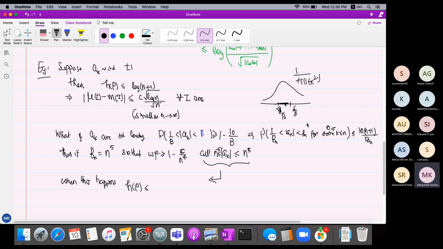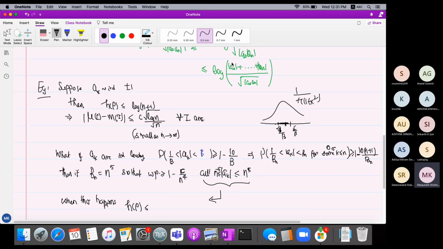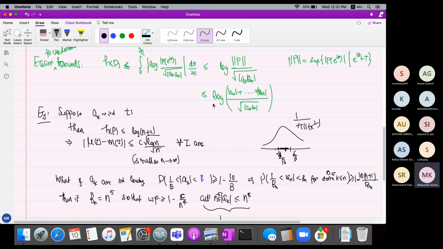Therefore, this is at least 1 minus 10 times that, which is greater than or equal to 1 minus this one, where you get a union bound for the bad events, which gives you this extra n plus 1. So if I take n to the 5, then I get 1 minus constant over n to the 4, the probability with which all these are n to the minus 5. Actually, you will see that it doesn't matter what power of n I have here, because my bound for h of p has a log here.